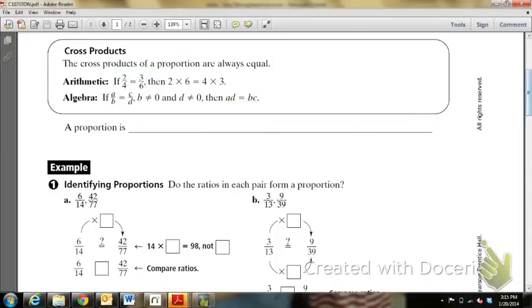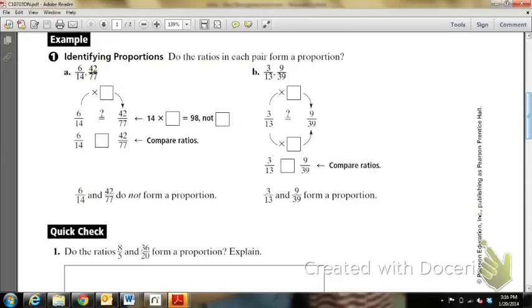All right, so in this example, they're going to give us some pairs of fractions here. Do the ratios form a proportion? That's a yes or no question. So you take your two fractions, and you're going to, what is happening? Okay, I see what they did. Now, rather than doing the cross products here, because I don't really want to multiply 14 times 42 or 6 times 77, they went a little cheaty way here.